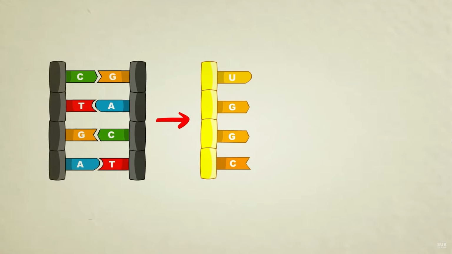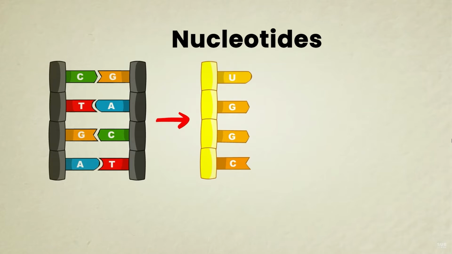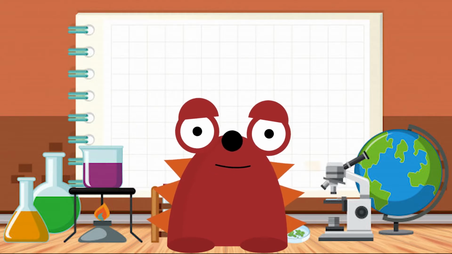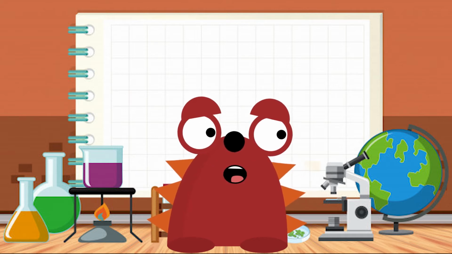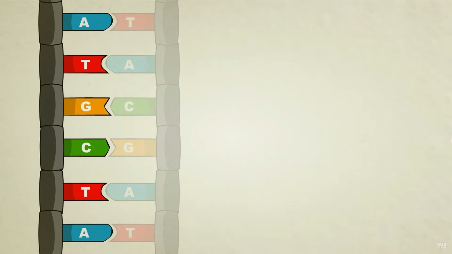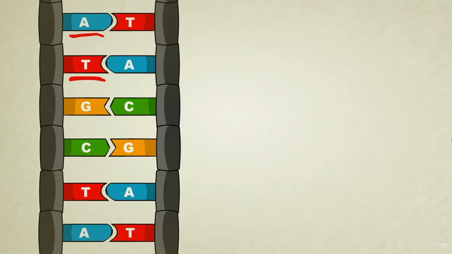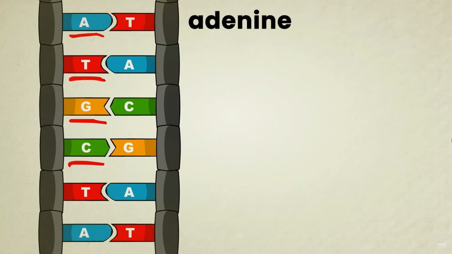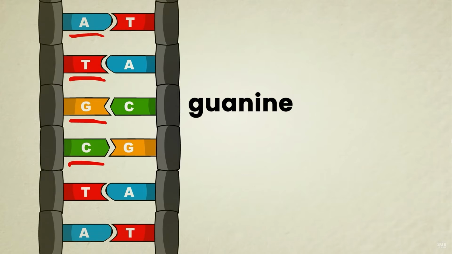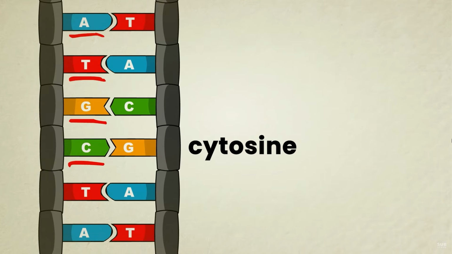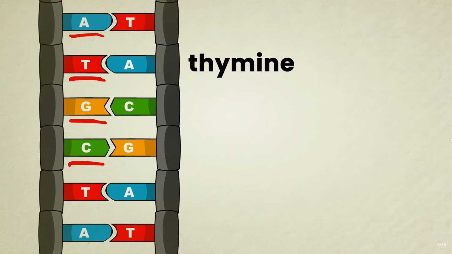Each side or strand of DNA is a chain of building blocks called nucleotides. These repeating chemical units join together to form a DNA molecule. One part of the nucleotide is called the base. There are 4 different nucleotides in DNA, which are identified by their bases: adenine, represented by a capital A, guanine, represented by a capital G, cytosine, represented with a capital C, and thymine, represented by a capital T.